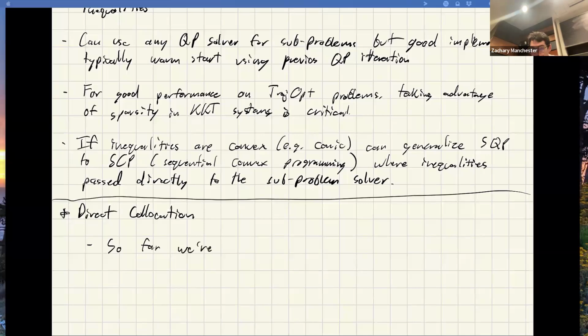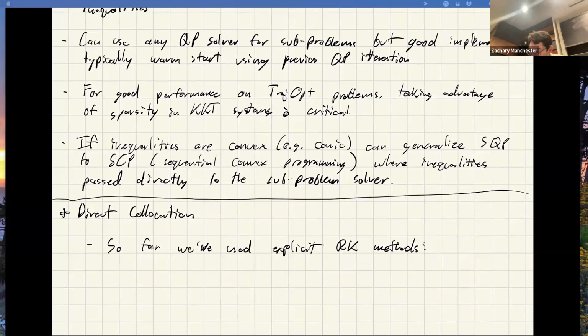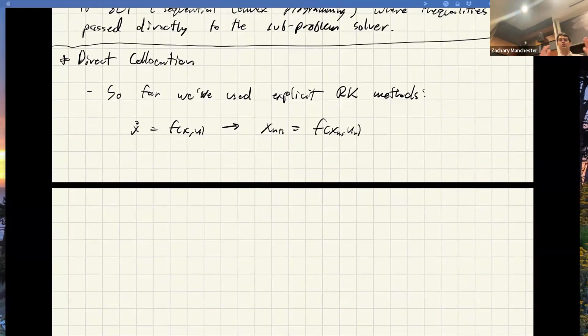So just as a reminder, we've used explicit Runge-Kutta methods like RK4, where x dot equals f of x, u turns into x_{k+1} equals f of x_k, u_k. So we just plug and chug, right? This makes a lot of sense for those computational reasons. This is the move if you can do it for doing a rollout. So in DDP, you're doing a forward rollout. This makes tons of sense. This is cheap to evaluate, etc. And that's what we've been doing so far.